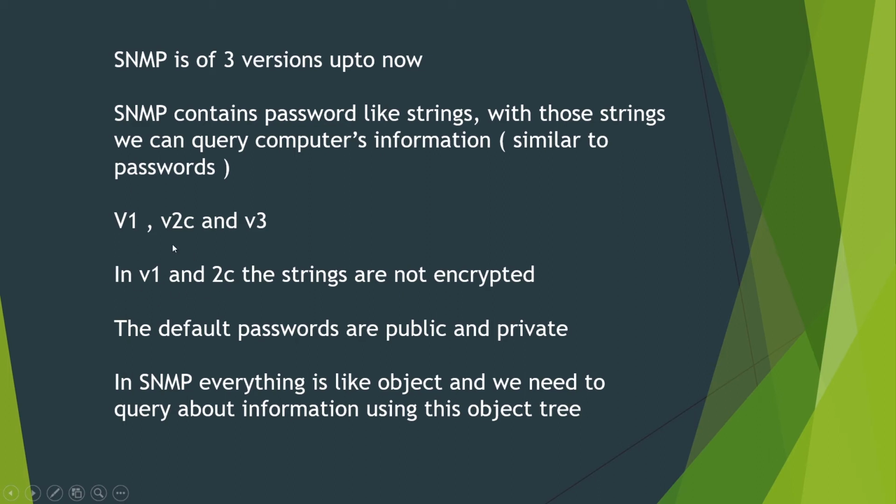If you find out that versions 1 and 2c are in use, you can simply report that these are not updated and you need to update to version 3. And the default community strings are public and private. With the public string I can access some minor, basic information, and with the private string I can access the entire data of all computers.